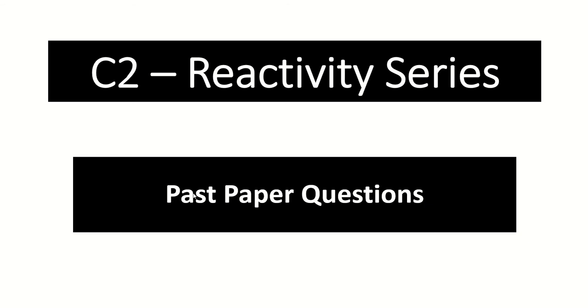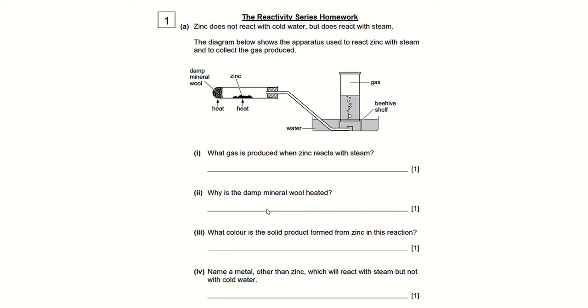In this video, we're going to go over the C2 Topic 1 Reactivity series past paper questions. So this first question looks at the reaction of zinc with steam. The damp mineral wool is being heated, so that will turn the water into steam. And then the zinc and steam, or hydrogen oxide, gives us zinc oxide, which will stay here, and then the gas that will pass over there is hydrogen.